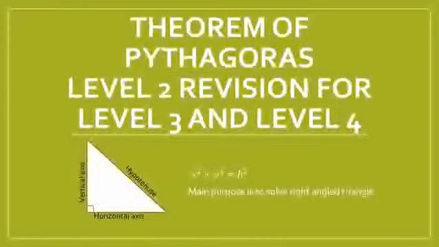So what does the theorem say? It says the square of the hypotenuse, which is h squared, is equal to the sum of the squares of the other two adjacent sides. Which are the other two adjacent sides? The horizontal side, which is x squared, the vertical side, which is y squared. So we have x squared plus y squared equals h squared. That is the theorem of Pythagoras.